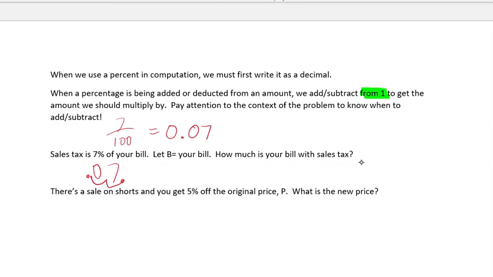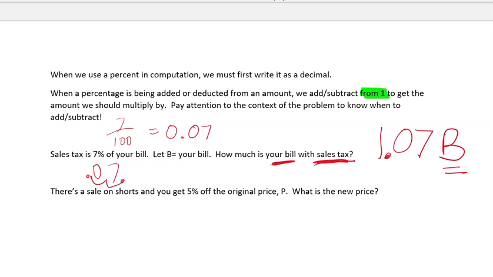How much is your bill with sales tax? So your bill is increasing by some amount because they're adding on that sales tax. So your bill, just to remain the same, would be times 1. Times 1.07 is going to make your bill larger. So we're going to take your bill, B, and multiply it by 1.07 to get the total bill and the sales tax all at one time. We'll know the amount of the total bill with the sales tax.